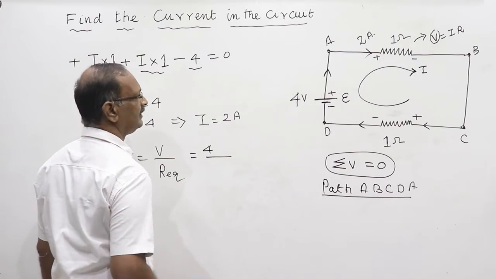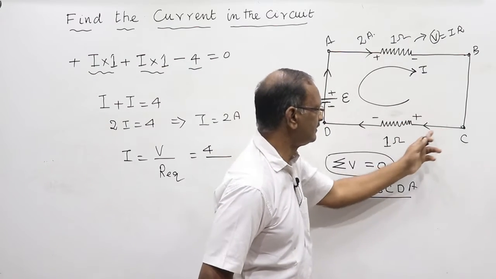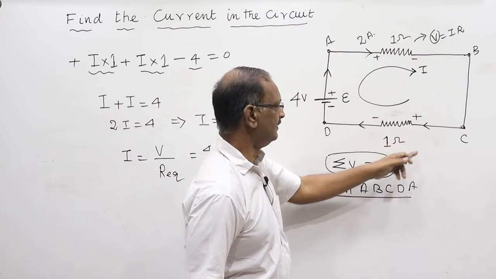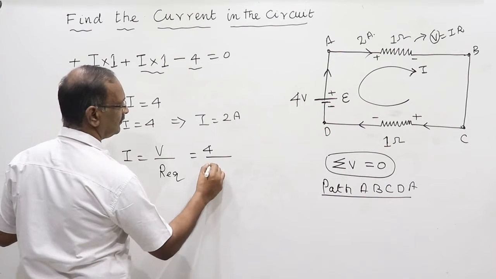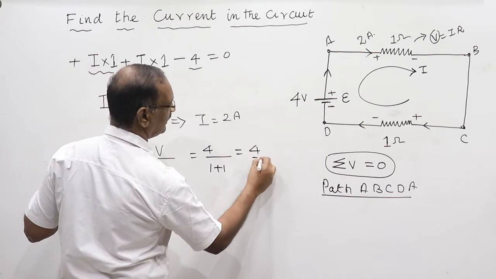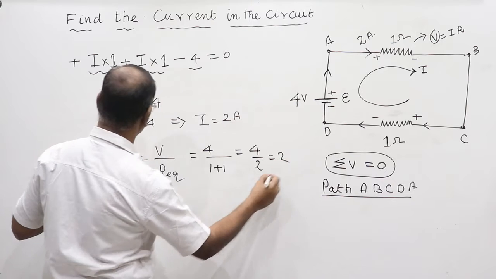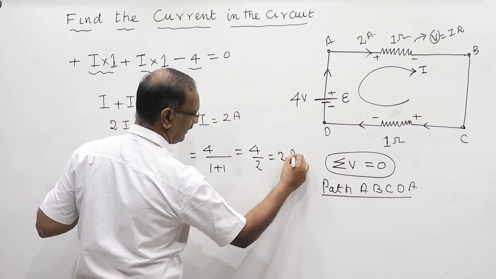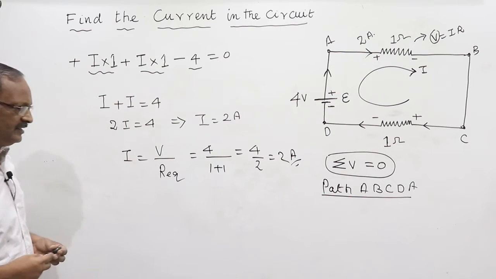4 volt divided by R equivalent. Since all the resistors are in series, it is 1 plus 1. So the resistance R equivalent is equal to 2, and 4 by 2 is equal to 2, so current is equal to 2 ampere. This way also we can do this problem.